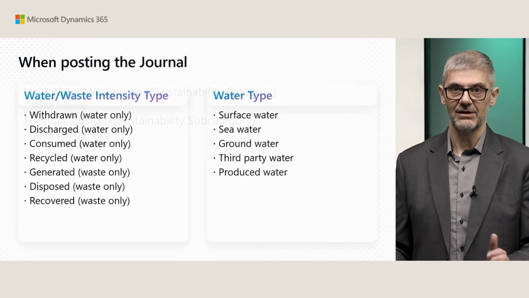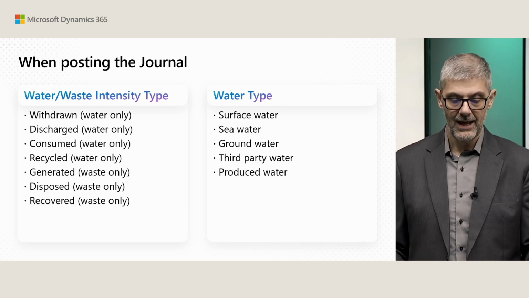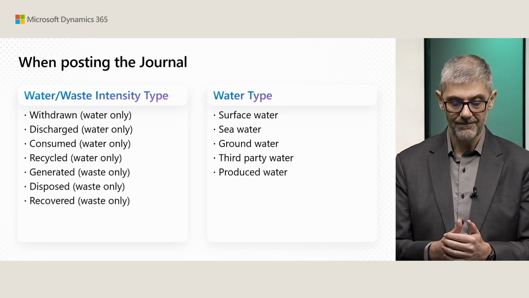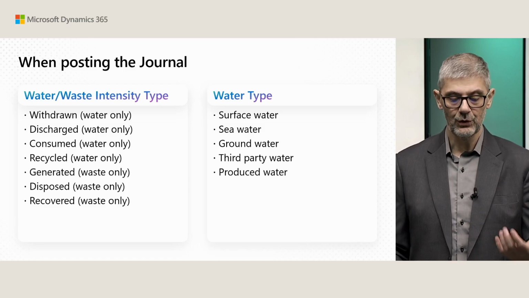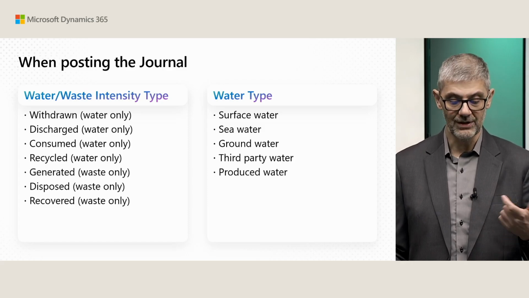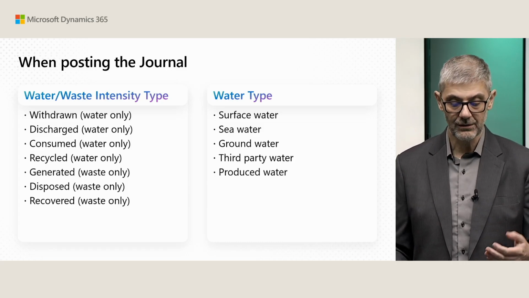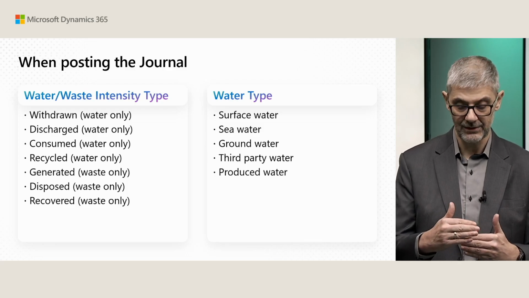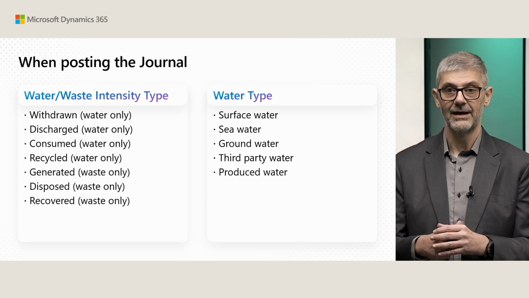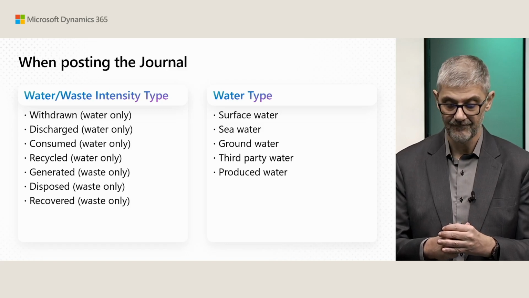Now let's see some additional things related to water and waste features. When you want to post into the journal, you will enter your amounts, but you need to choose your water or waste intensity type. So if you are posting water, you can choose withdrawn, discharge, consume, or recycled. And if you want to post waste, you can choose between generated, disposed, and recovered. You must choose one of these intensity types, so we will have a record related to one of these types in your sustainability ledger entry.